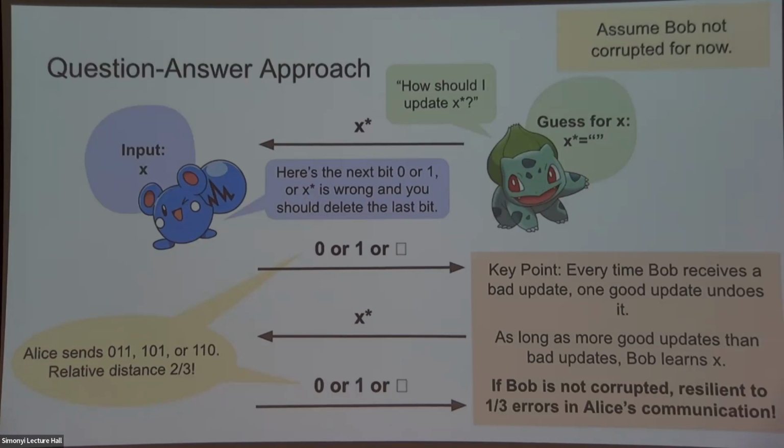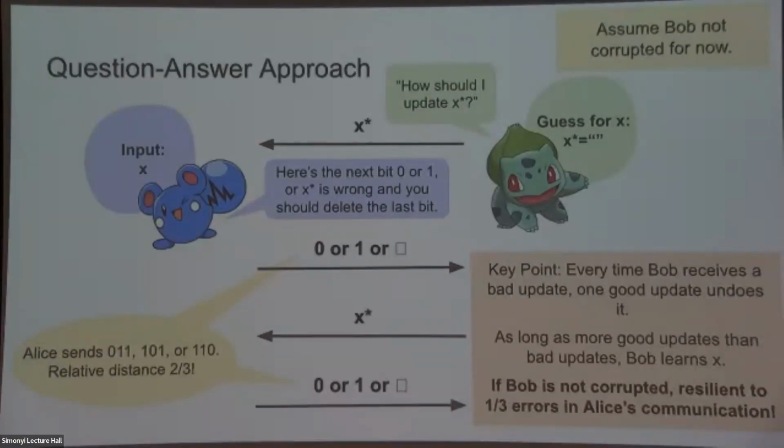Okay. I was wondering if there's any problem with the termination of the protocol. Oh, yes. Usually you take the protocol to have k over epsilon rounds, and you just keep doing this until the end of the protocol. The idea is that as long as over the entire k over epsilon rounds there are more good updates than bad updates by a factor of k, then you've learned X.